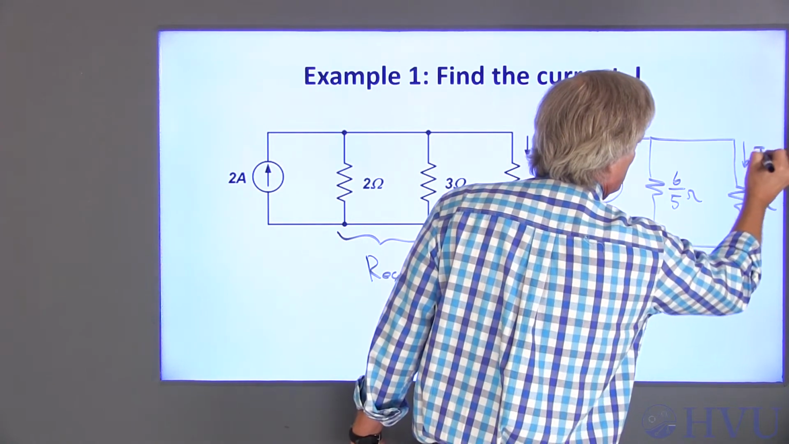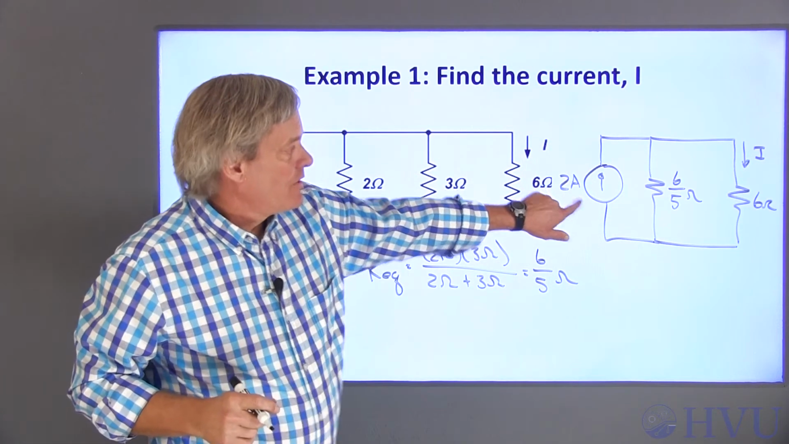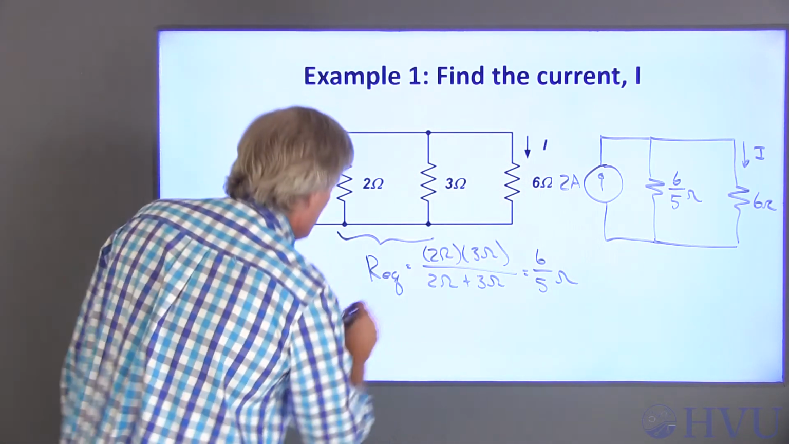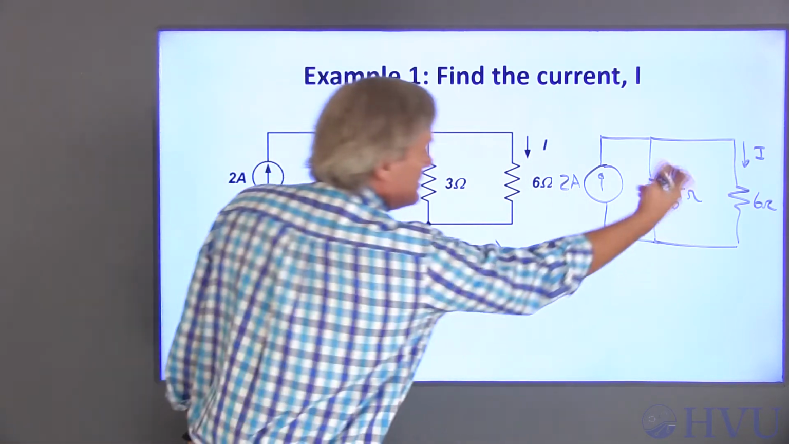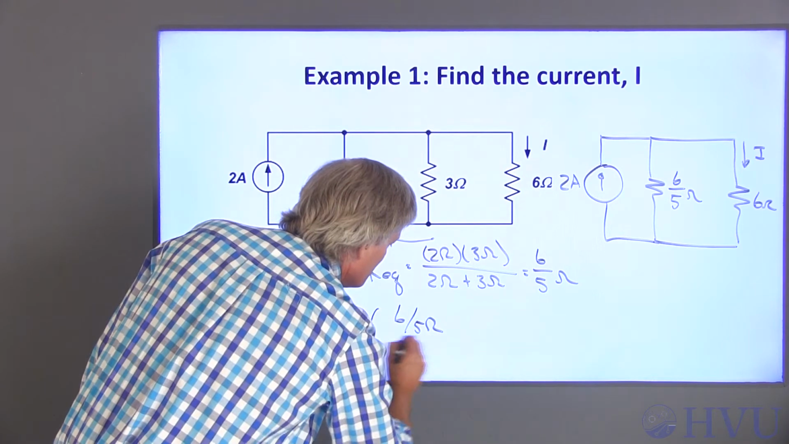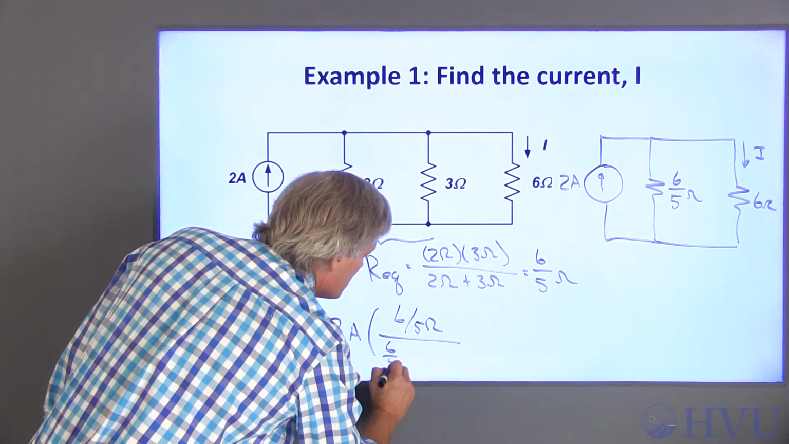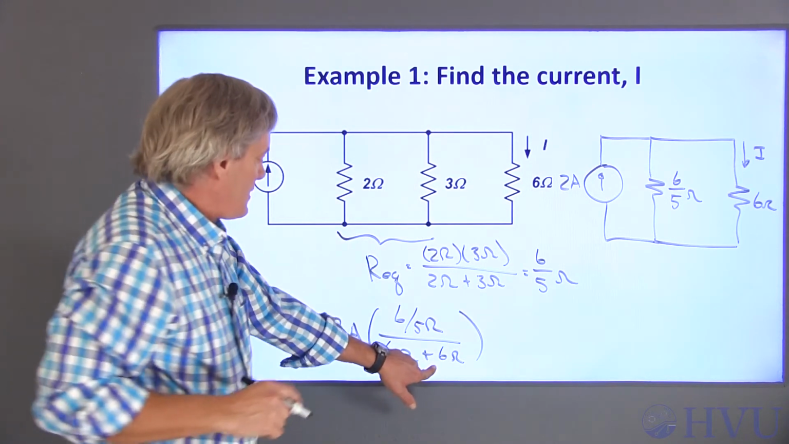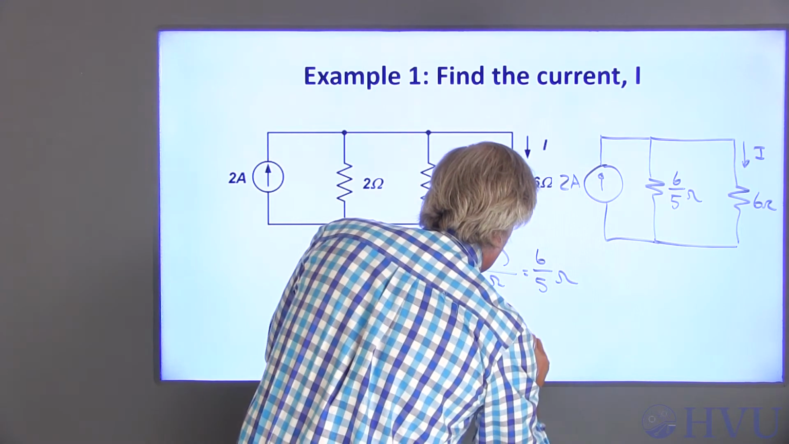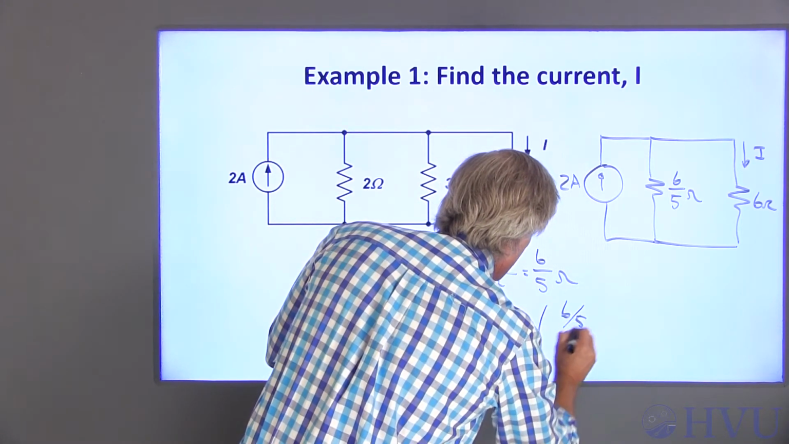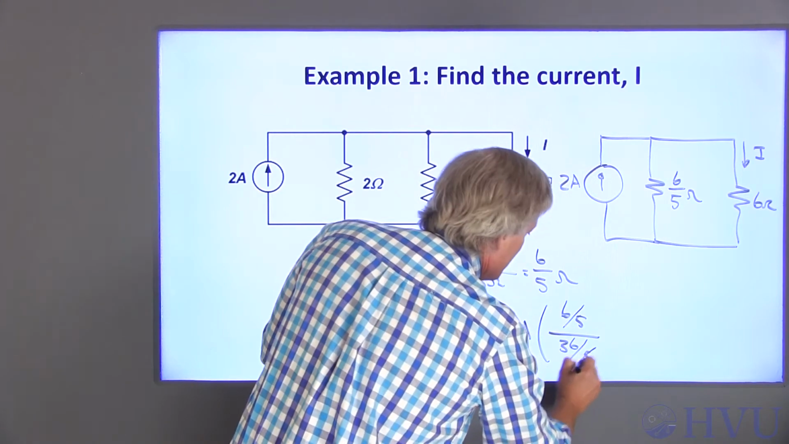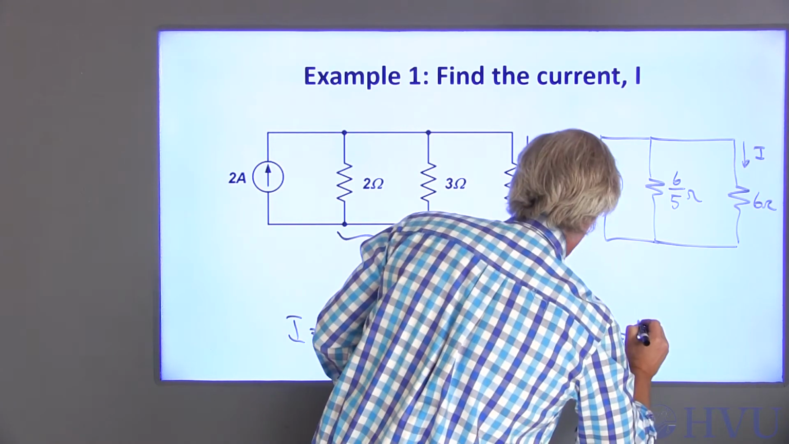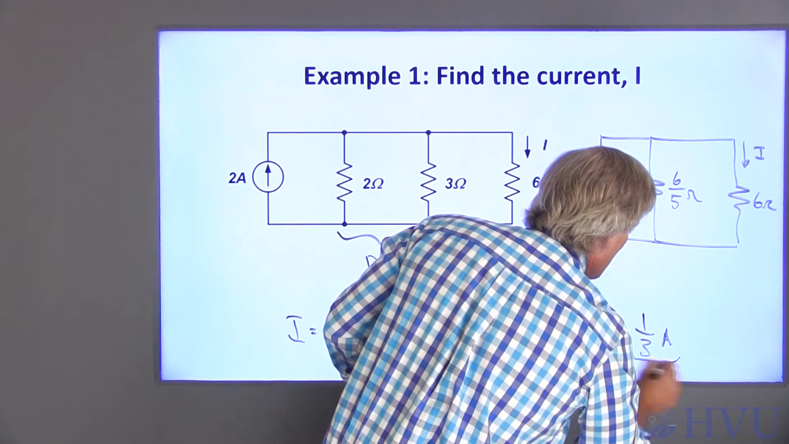And we still want to find this current I. Now we know the total current going into a parallel combination of 2 resistors, so I is equal to the total current, 2 amps, times the other resistance, 6 over 5 ohms, divided by the sum of the 2 resistances, 6 over 5 ohms plus 6 ohms. 6 over 5 plus 6 is 6 plus 36 over 5, so this is 2 amps times 6 over 5 divided by 36 over 5. The 5's cancel. 6 over 36 is 1/6, so this is 2 amps times 1/6, which is 1/3 of an amp, and we get the same answer.